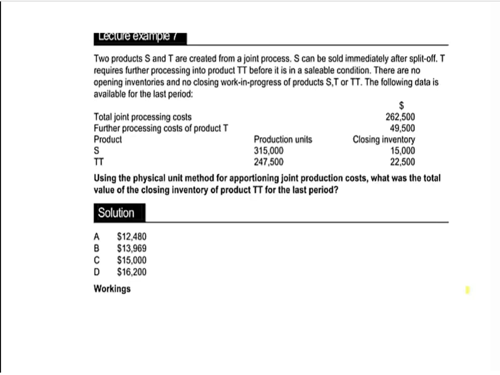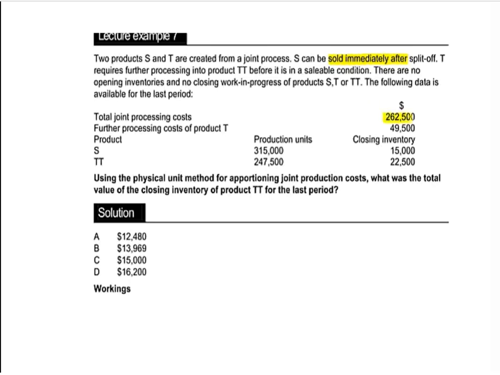Example 7 then is similar to something which was seen on the pilot paper. So we've got a product process with two products, S and T, being created from it. S is being sold immediately after split off, but T needs processing further to make product TT before it can actually be sold. There are no opening inventories and closing WIP to deal with, and we've got some information about the products and the processes for the last period.